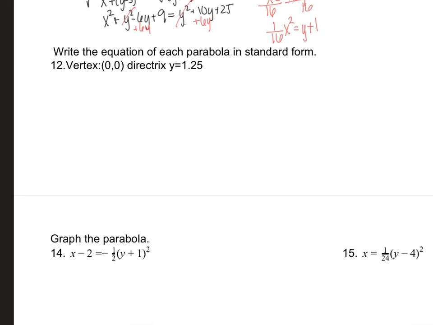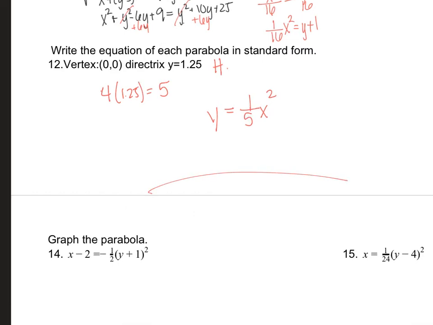Alright, write the equation of each parabola, vertex 0, 0. Now this is horizontal because the directrix is on the y-axis. So let's find out what 4p is. 4 times 1.25 is 5. So my final answer is... So our final answer is y equals 1 over 5x.